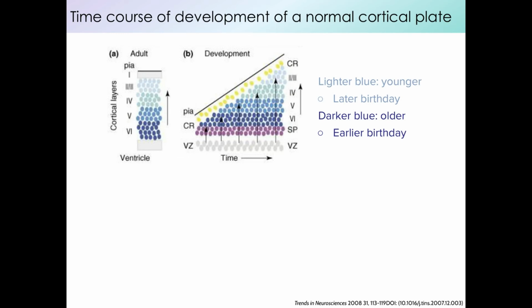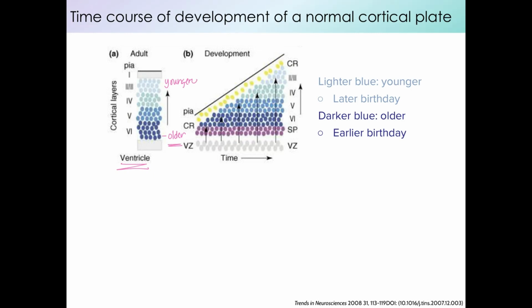Different types of neurons and glial cells are born at different times during development. Labeling these cells at different times has shown that the cells that have the earliest birthdays, so these are the older cells, are closer to the ventricle. So these cells are migrating the shortest distances, whereas the cells that have the later birthdays, the younger cells, are migrating the farthest distances, and these are located closer to the outer surface of the cortex.